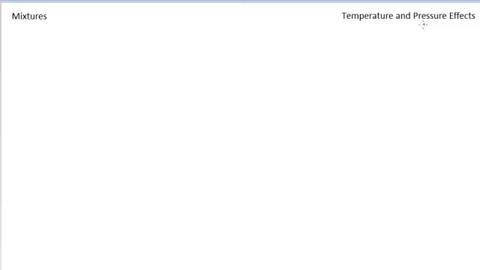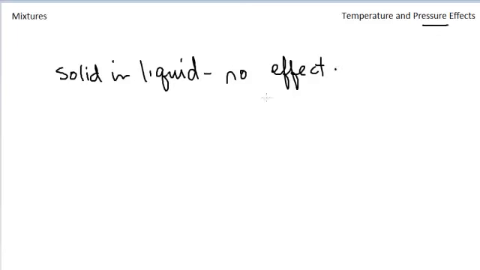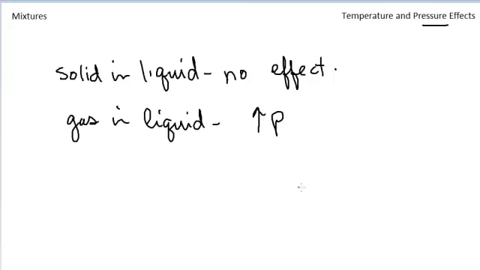All right, to wrap it up, let's focus on the pressure effects of solubility. When you're talking about a solid dissolved in a liquid, you essentially see no effect from pressure. If you change the pressure of the room or the container where you're dissolving a solid in a liquid, it essentially has no effect on how much will dissolve. But if you're talking about a gas dissolving in a liquid, it absolutely has an effect. In general, if you increase the pressure of the gas above a liquid, you push on it more, and you're going to increase the solubility.